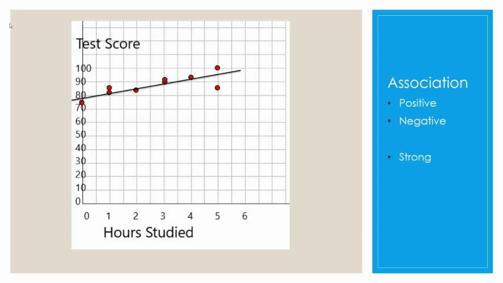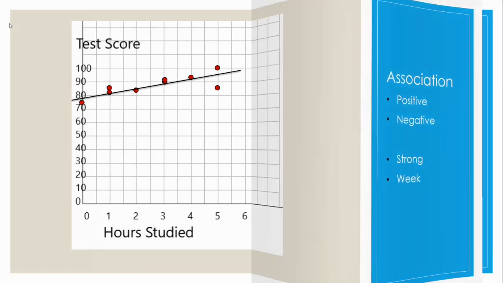We can also look at whether the association is strong or weak. If all the points on the scatter plot are close to the line, we call that strong. If they're spread out and look more like a fuzzy cloud, we would call that weak. Here, most of my points are right up against the line, so I would say that there is a strong positive association between hours studied and test score.